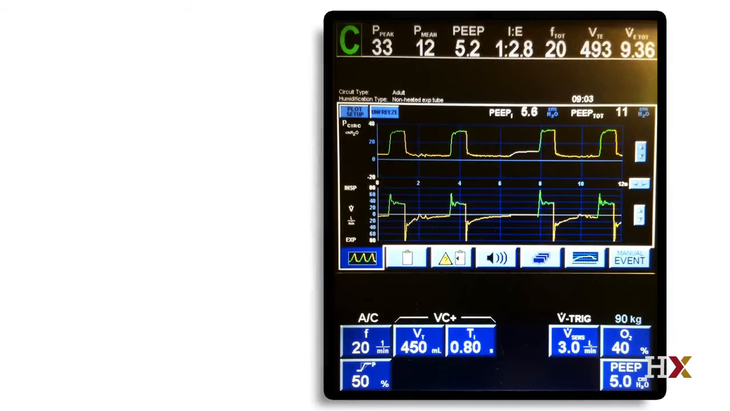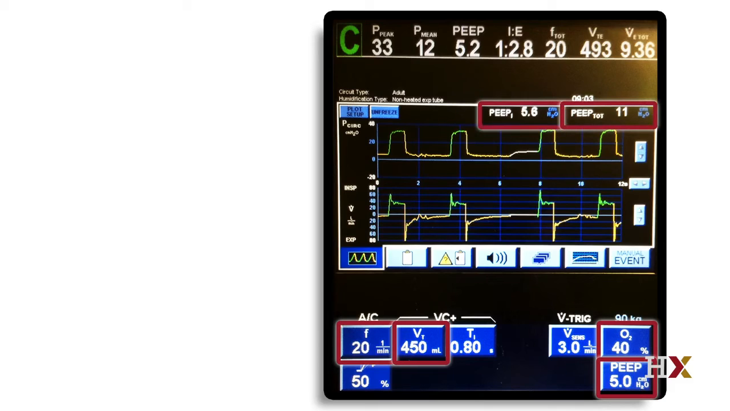Here's another example of a ventilator screen for a patient who has obstructive airways disease. We can see here that the patient is set at 450 cc's. The patient has a respiratory rate of 20, which again might be a little bit too high for this patient, a PEEP of 5, and an FiO2 of 40%. The total PEEP in this scenario is 11, and an intrinsic PEEP or an auto PEEP measured of 5.6.